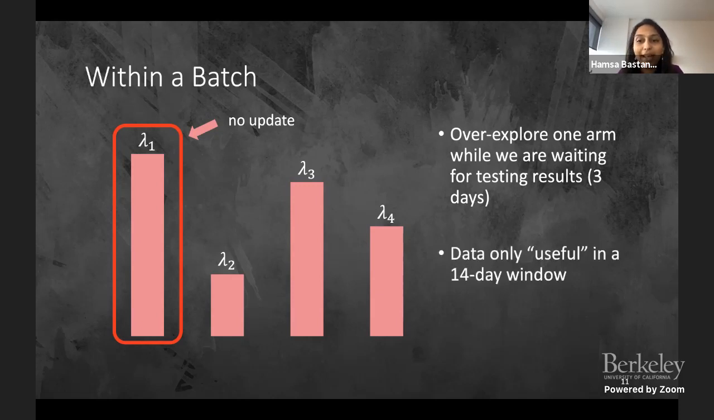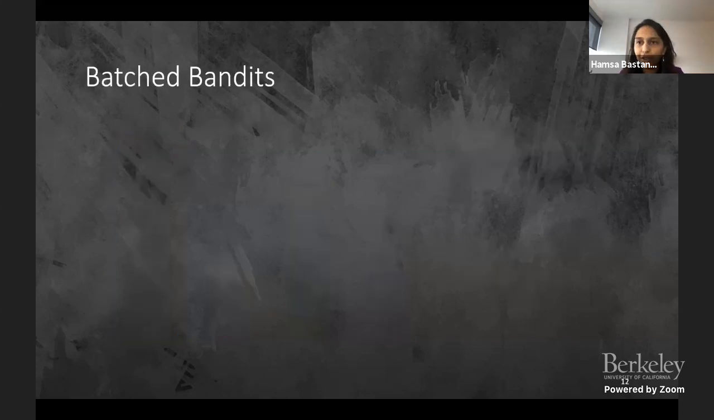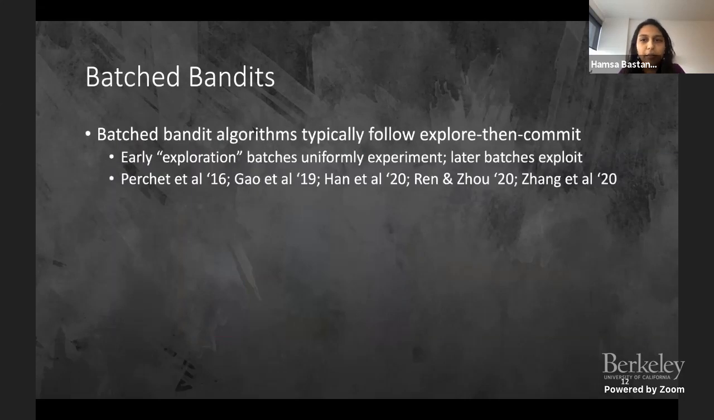And this is really bad again because 3 days is a long time, because the data is only useful in a sort of 14-day window. So people have recognized this. There's a big literature on batched bandits. This problem turns out to show up in platforms all the time. And I think a lot of the literature follows an explore-then-commit type strategy. They have early exploration batches where they uniformly experiment across all your arms and form good estimates. And then later batches just exploit based on that information.